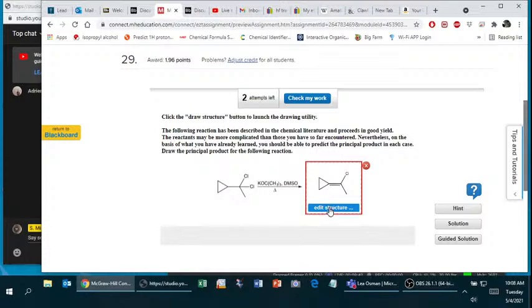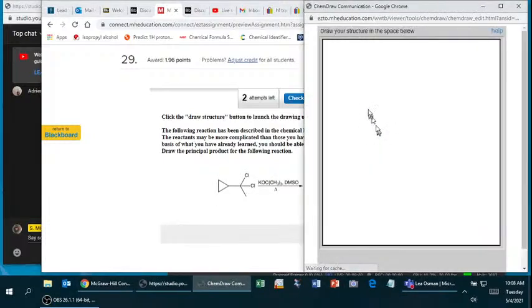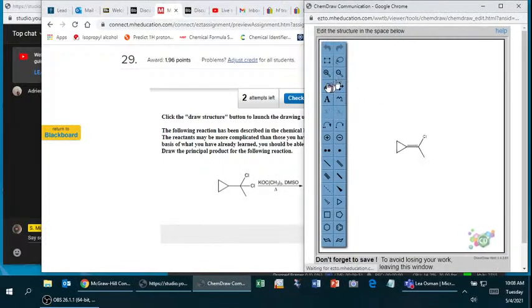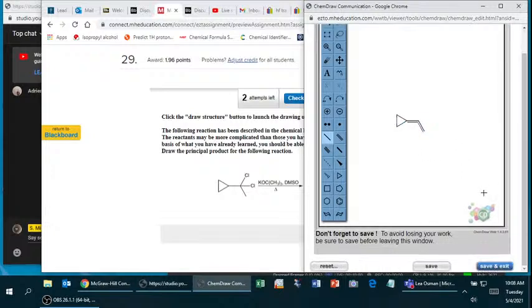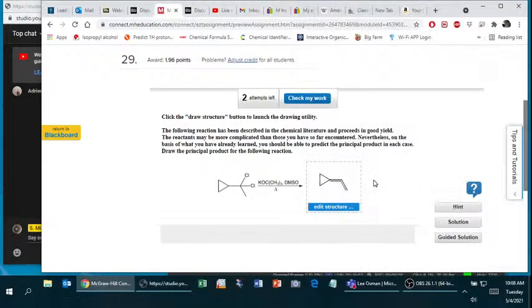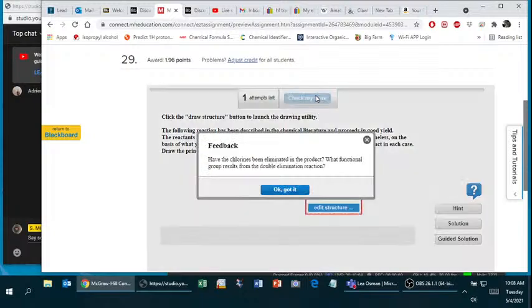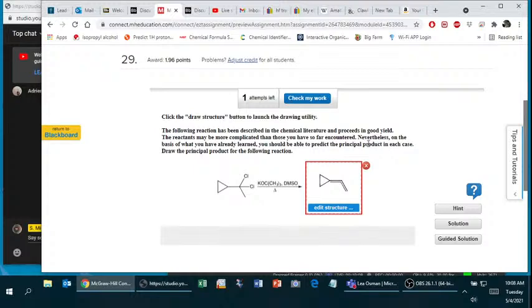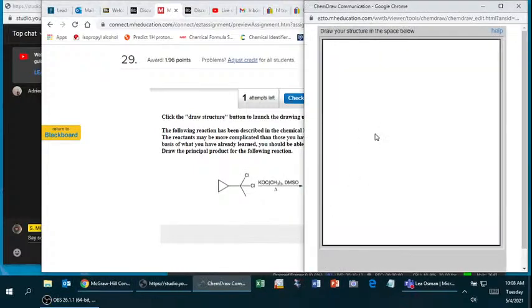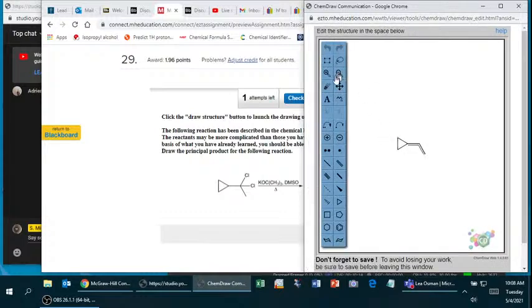So if we eliminate both, it says there's no chlorines in the final product. This would be my second guess, is that we're going to eliminate now from the adjacent carbon. And so third guess here is that you're going to drive the formation of an alkyne.